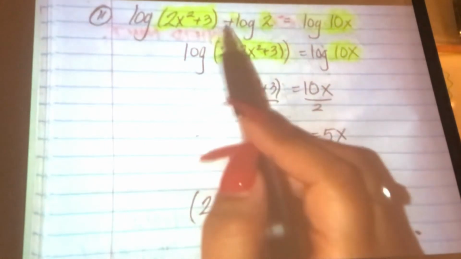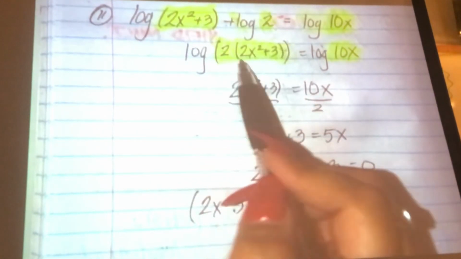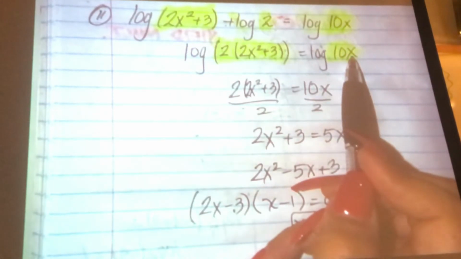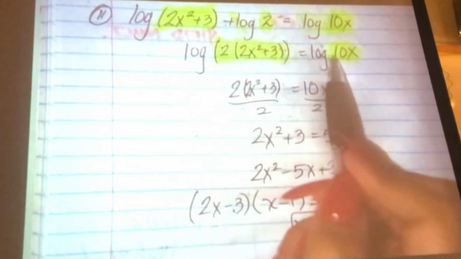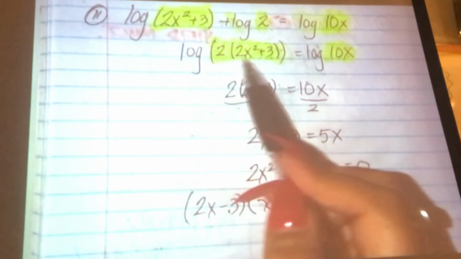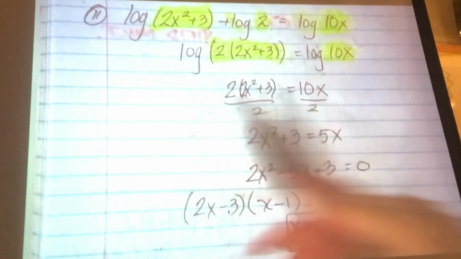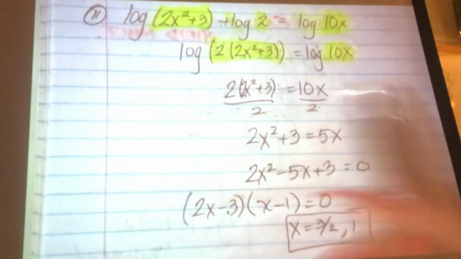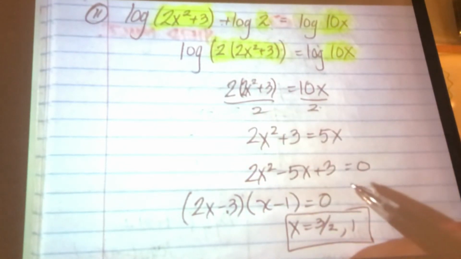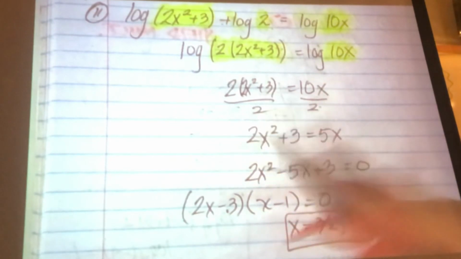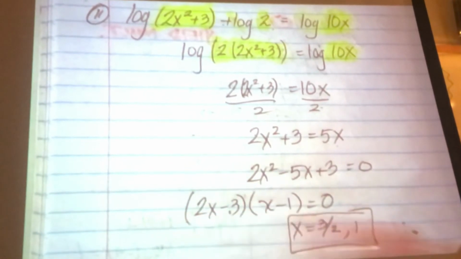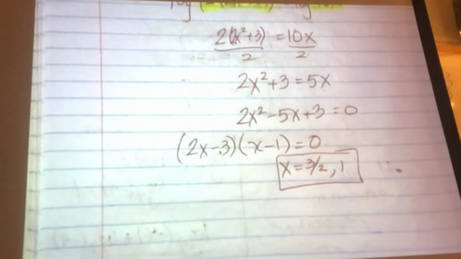Alright, so addition yields multiplication. So that's going to be 2 times 2x squared plus 3 equaling the log of 10x. These logs are the same, so you could drop them and focus on just the arguments. So 2 times 2x squared plus 3 equaling 10x. I'm going to go ahead and divide both sides by 2 to get rid of this 2. You could have distributed the 2, and we would have gotten the same answer at the very end. So 2x squared plus 3 is equal to 10x divided by 2, which is 5x. Bring that minus 5x over and factor, and you get 3 halves and 1.